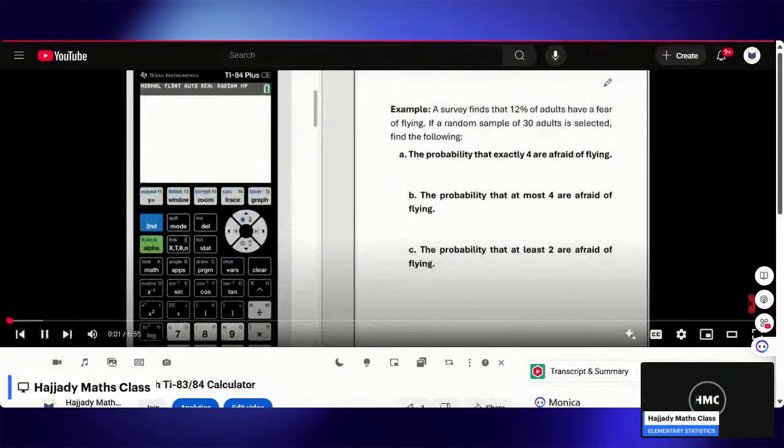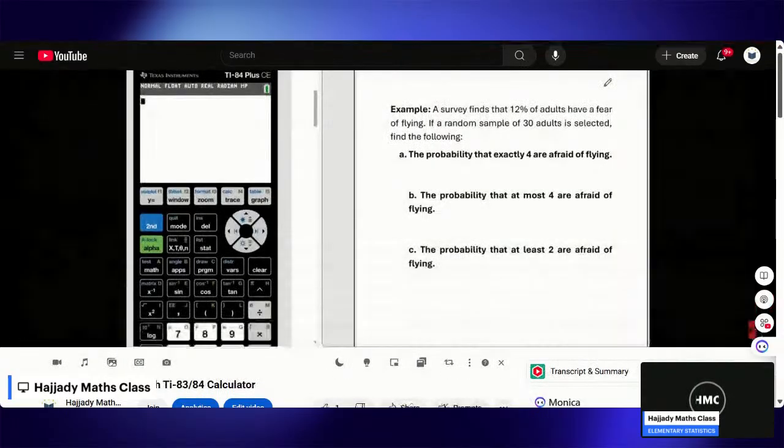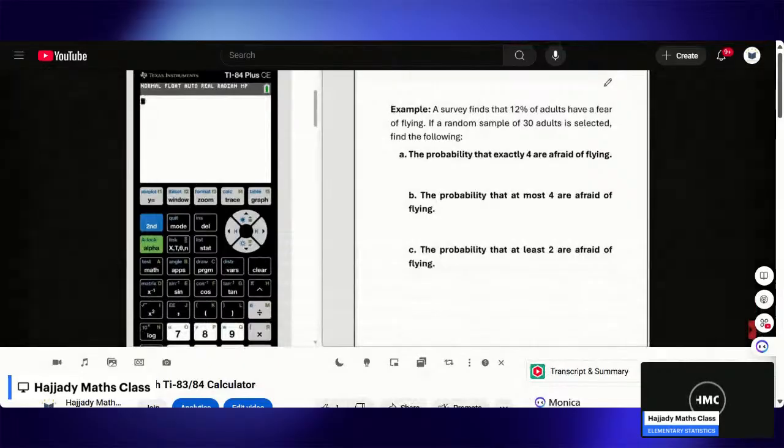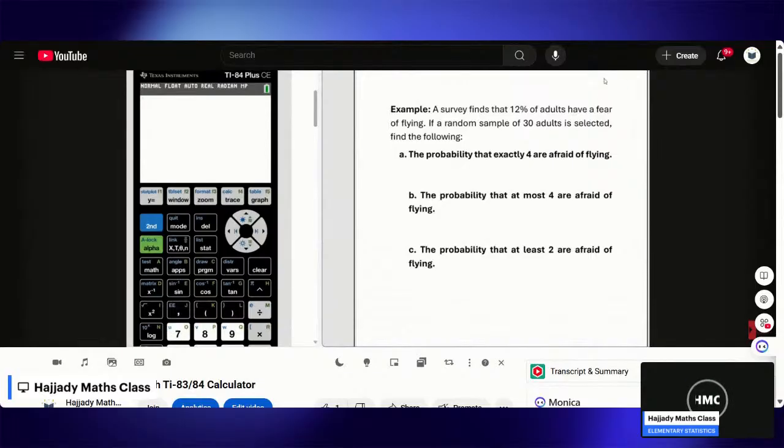Hello viewers, in this example, I want to use the TI tool to solve questions on binomial distribution. Now let's have a look at the example. It says, a survey finds that 12% of adults have a fear of flying. From this, we can see that our probability, which is the probability of success, is 12%, which is equivalent to saying 0.12.